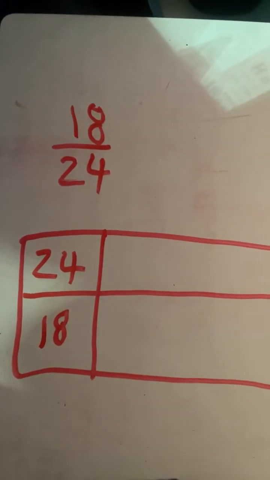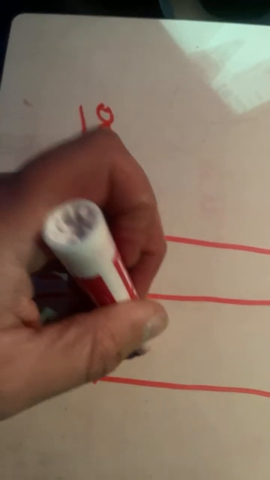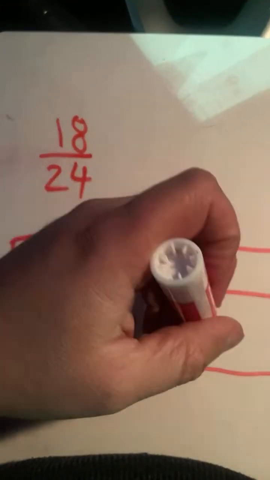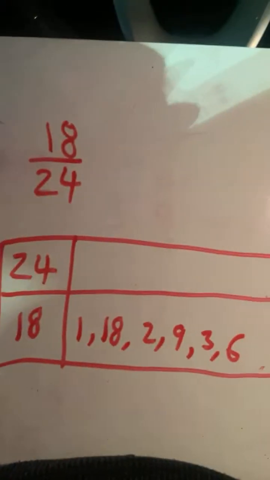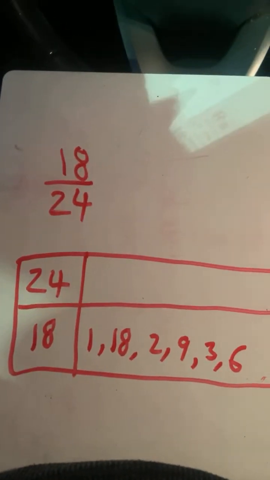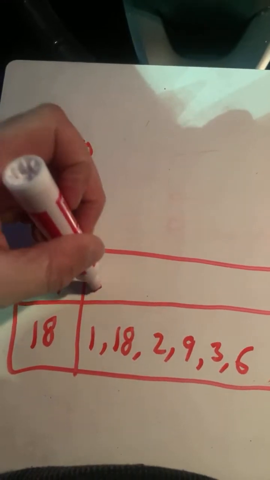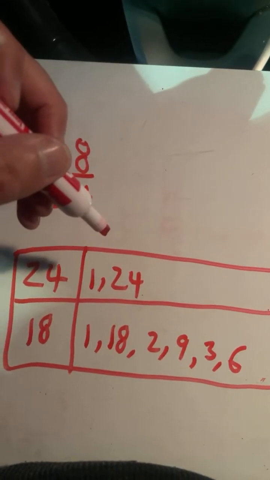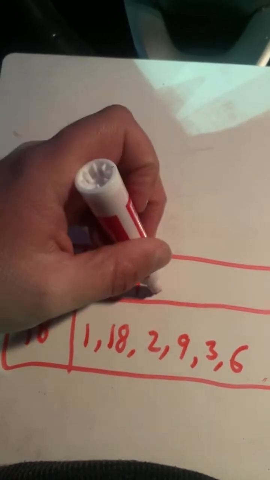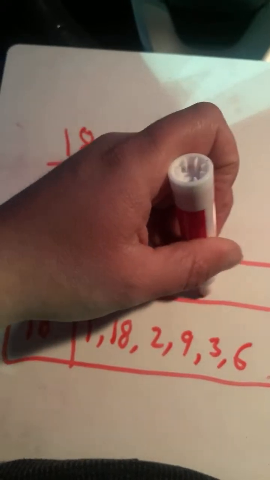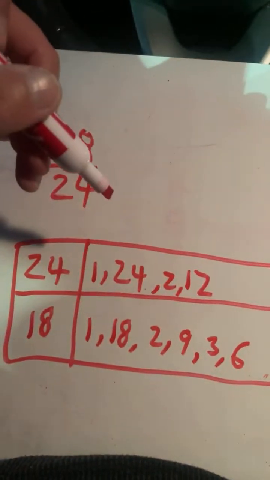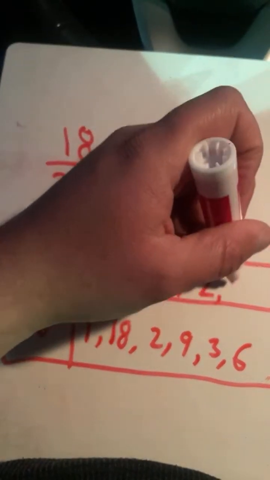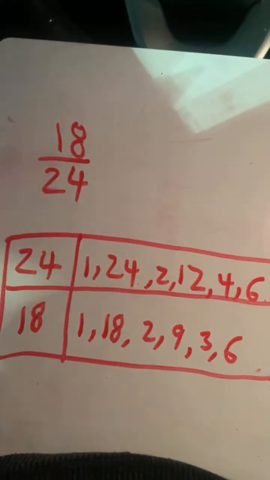So for 18, we have 1, we have 18. We have 2, we have 9. We have 3, we have 6. Now for 24. 1 and 24. 2 and 12. And we have 4 and 6.